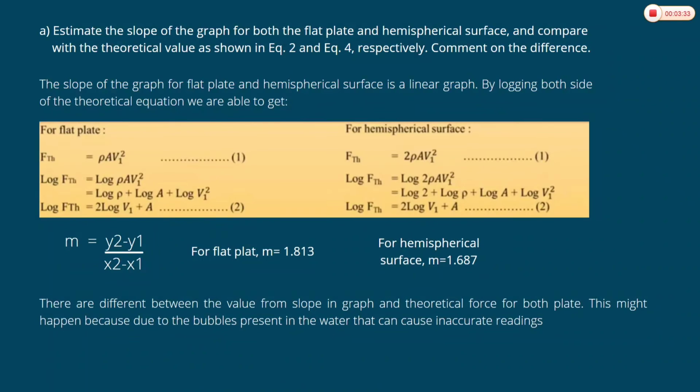So thus the graph obtained is correct. As we can see, from the previous slide, we get the linear graph, so it's correct. Based on this equation, we get for flat plate the gradient is 1.813, while for hemispherical surface is 1.687. So the difference between the value from slope in graph and theoretical force for both plates might happen due to the bubbles present in the water that can cause inaccurate readings.